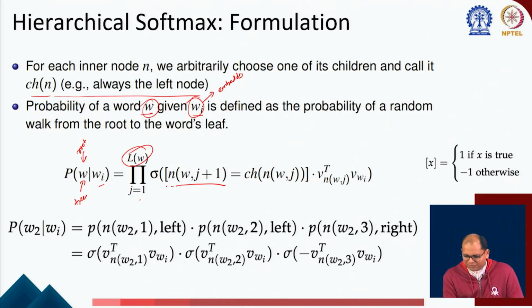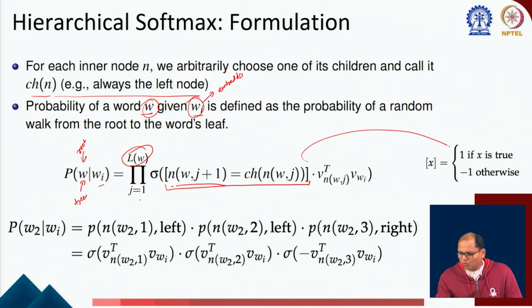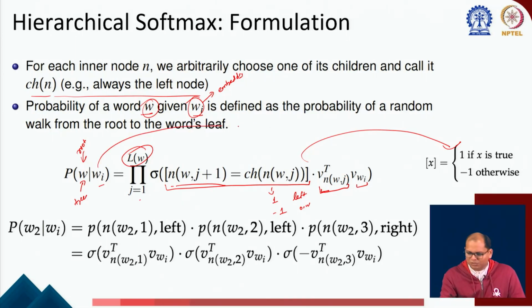So, if it is to the left, you have this function, which is 1 if it is true. So, it is 1 if left and minus 1 otherwise. That is this function, and then you multiply with the learnable vector at that node. So, Vn transpose Vn Wj times Vwi, the embedding for the ith word. That you already have, that is also your learning, but you already have it separately, and this you will multiply every time. So, let us say in this case W2 given Wi, what will be this?